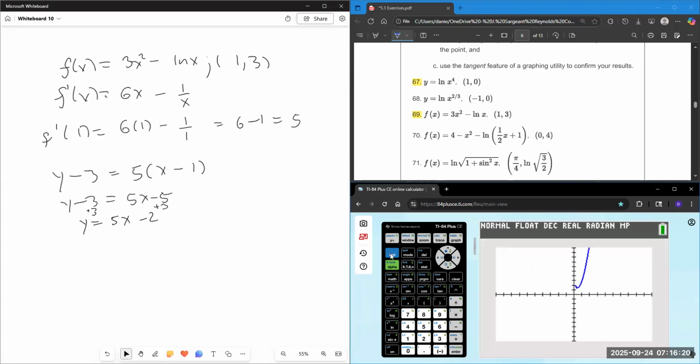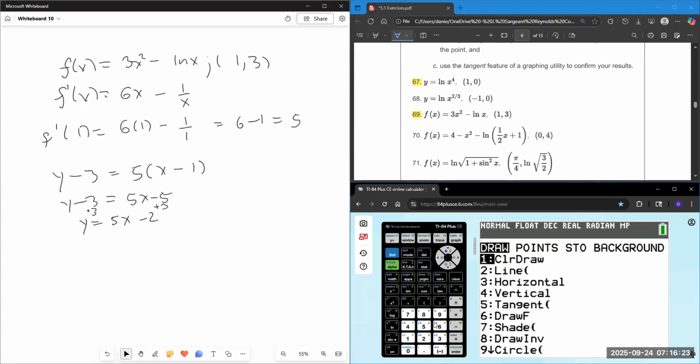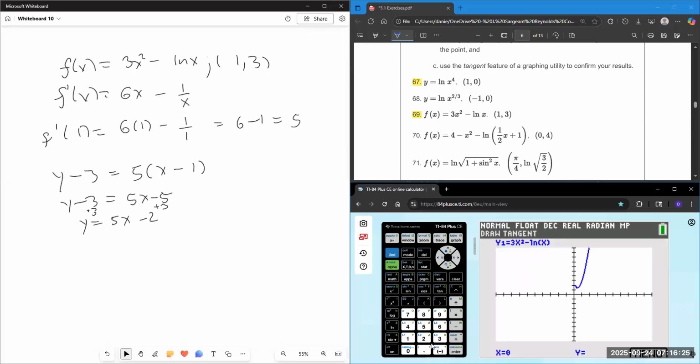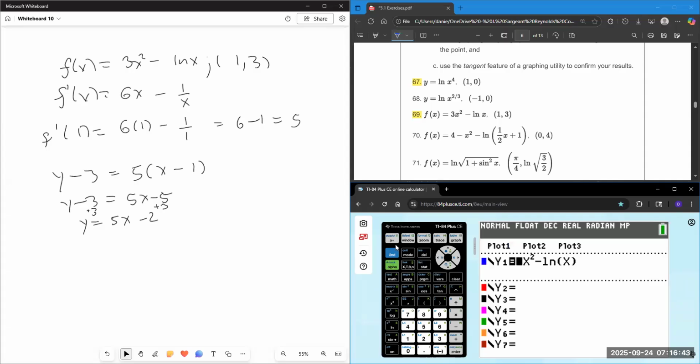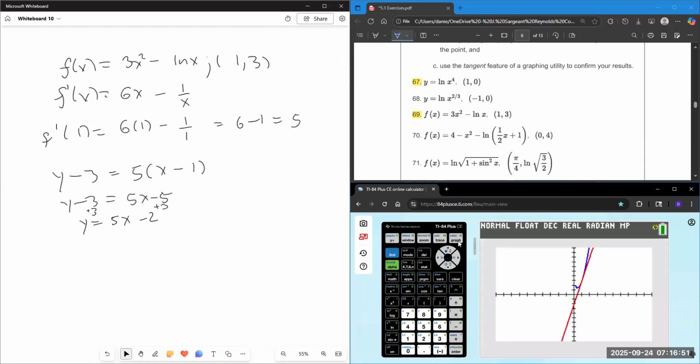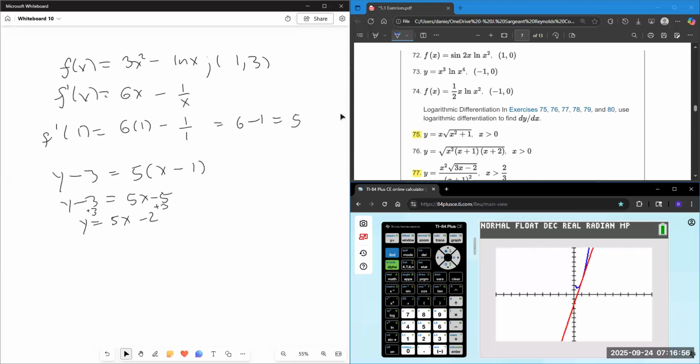And then I want to draw the tangent at x is 1. And that's 5x plus a negative 2, which is what I have, 5x minus 2. And then I want to draw 5x minus 2, which is the same thing, and it's right at the top of the tangent line. All right, 75.